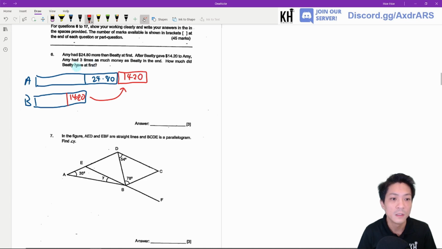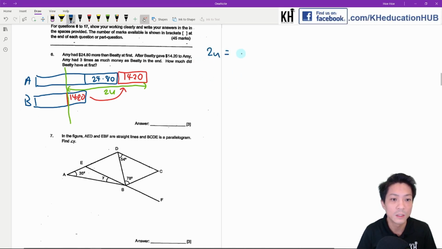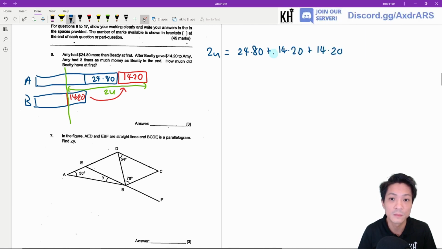$14.20. Okay, Amy had 3 times as much money as Betty, which means that now the comparison point will be here. Okay, and here to here is 2 units. Okay, now we know that 2 units is equals to $24.80 plus $14.20 plus $14.20.